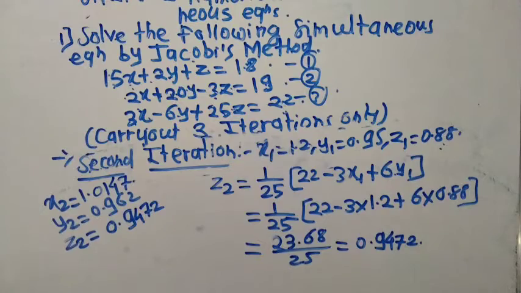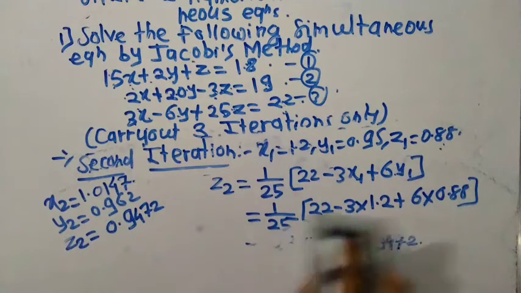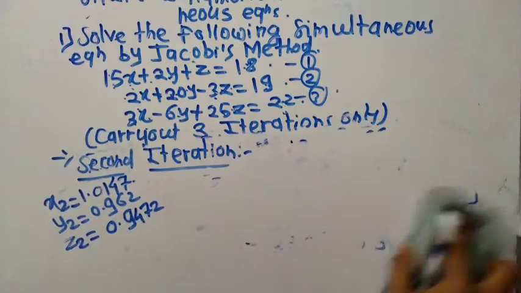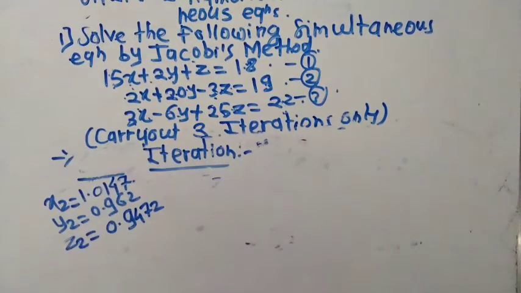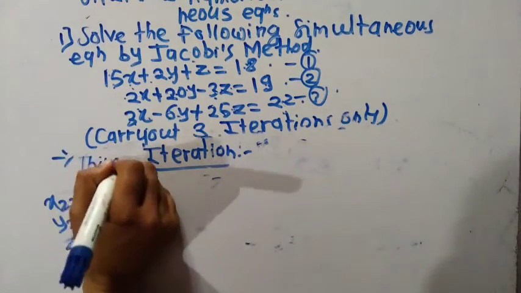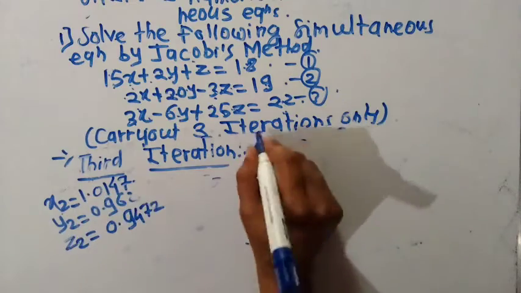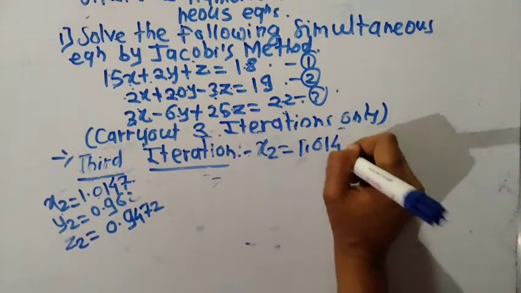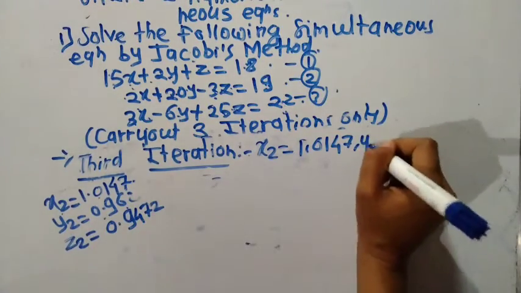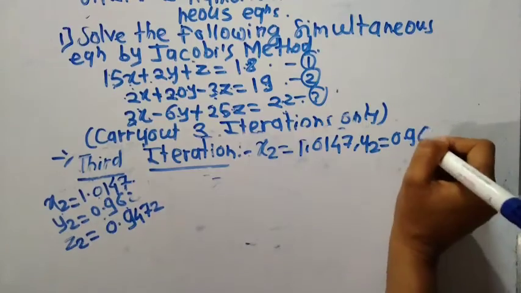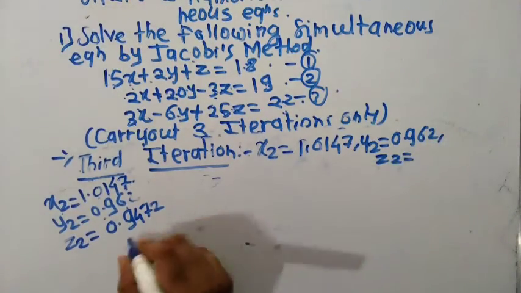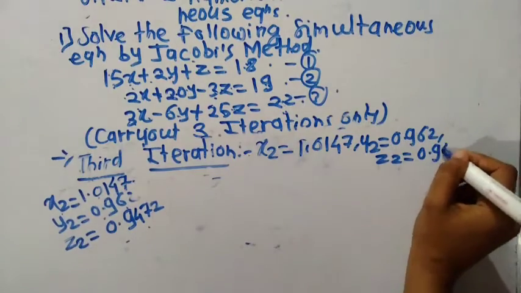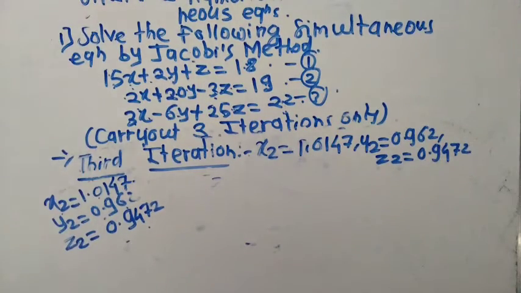Then put these values and find out the third iteration. Here we carry out 3 iterations, so find out the third iteration. x2 is equal to 1.0147, y2 is equal to 0.962, and z2 is equal to 0.9472.